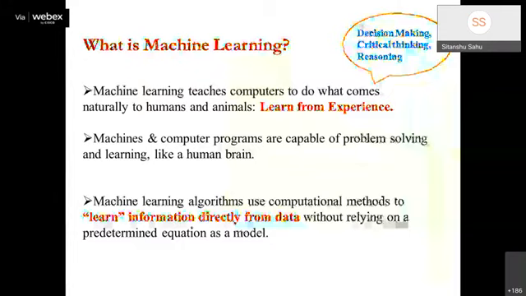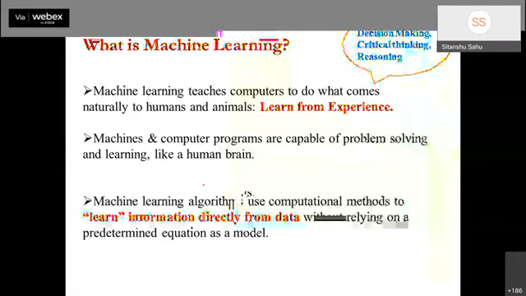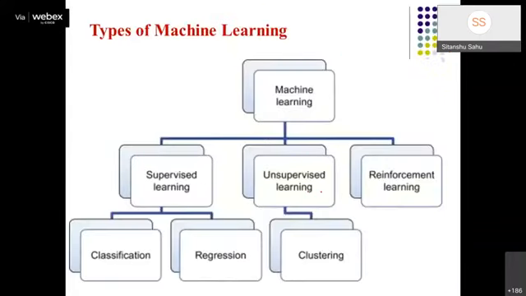If you look at the types of machine learning algorithms, they are broadly categorized into three types. One is supervised learning, another is unsupervised learning, and another is reinforcement learning. In supervised learning, we have classification or regression, and in unsupervised learning, we have clustering.